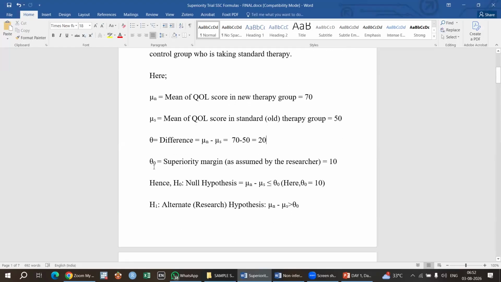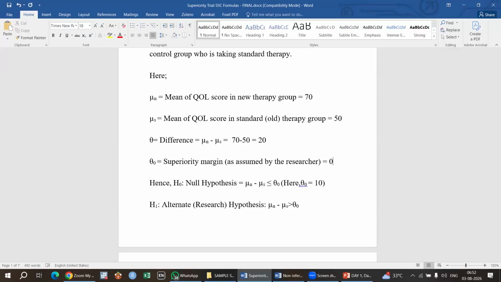And what we have done, we have decided on a superiority margin and we have taken it as 10. The superiority margin is assumed by the researcher. In this case, it is taken as 10. We can take 5, we can take 8, we can even take 0 also. If we take it as 0, it is called a zero superiority trial. Okay, we can take 0.